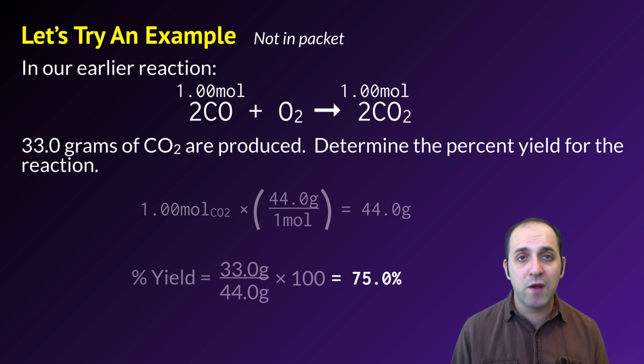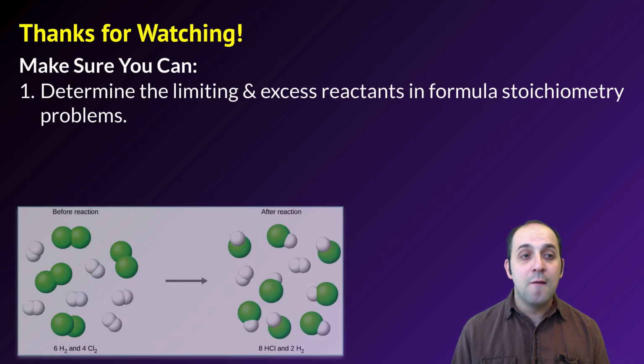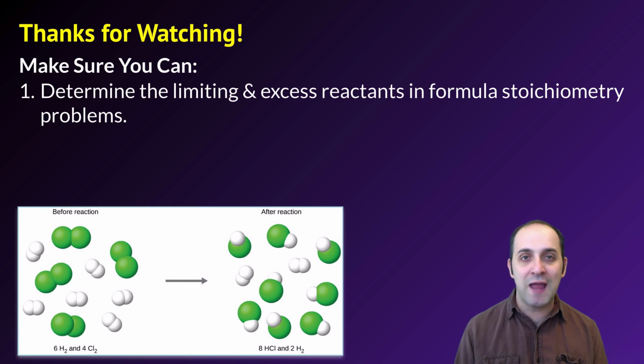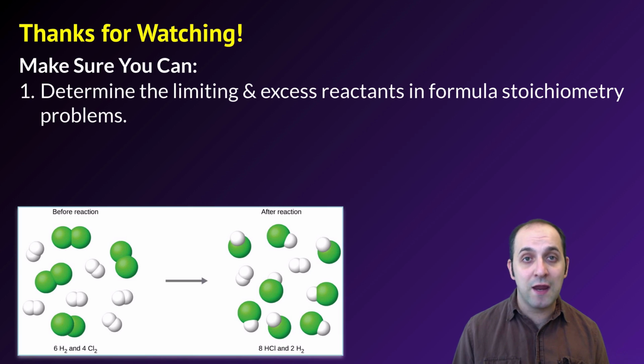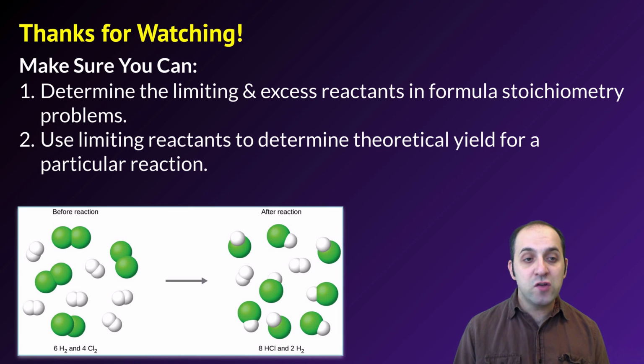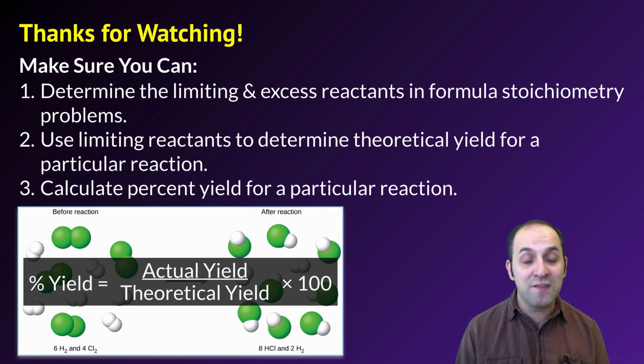If it doesn't, take a moment and write down any questions that you have before we wrap up. Thanks so much for watching our discussion of advanced formula stoichiometry. Make sure you can do the following things here at the end. Make sure that you can determine the limiting and excess reactants in formula stoichiometry problems. If I give you the information in the equation, you should be able to figure out who's limiting and who is in excess. Also make sure that you can use limiting reactants to determine the theoretical yield for a particular reaction. And finally, make sure that you can calculate the percent yield for a particular reaction if you're given the data that you need. If you can do all these things, you're doing great.